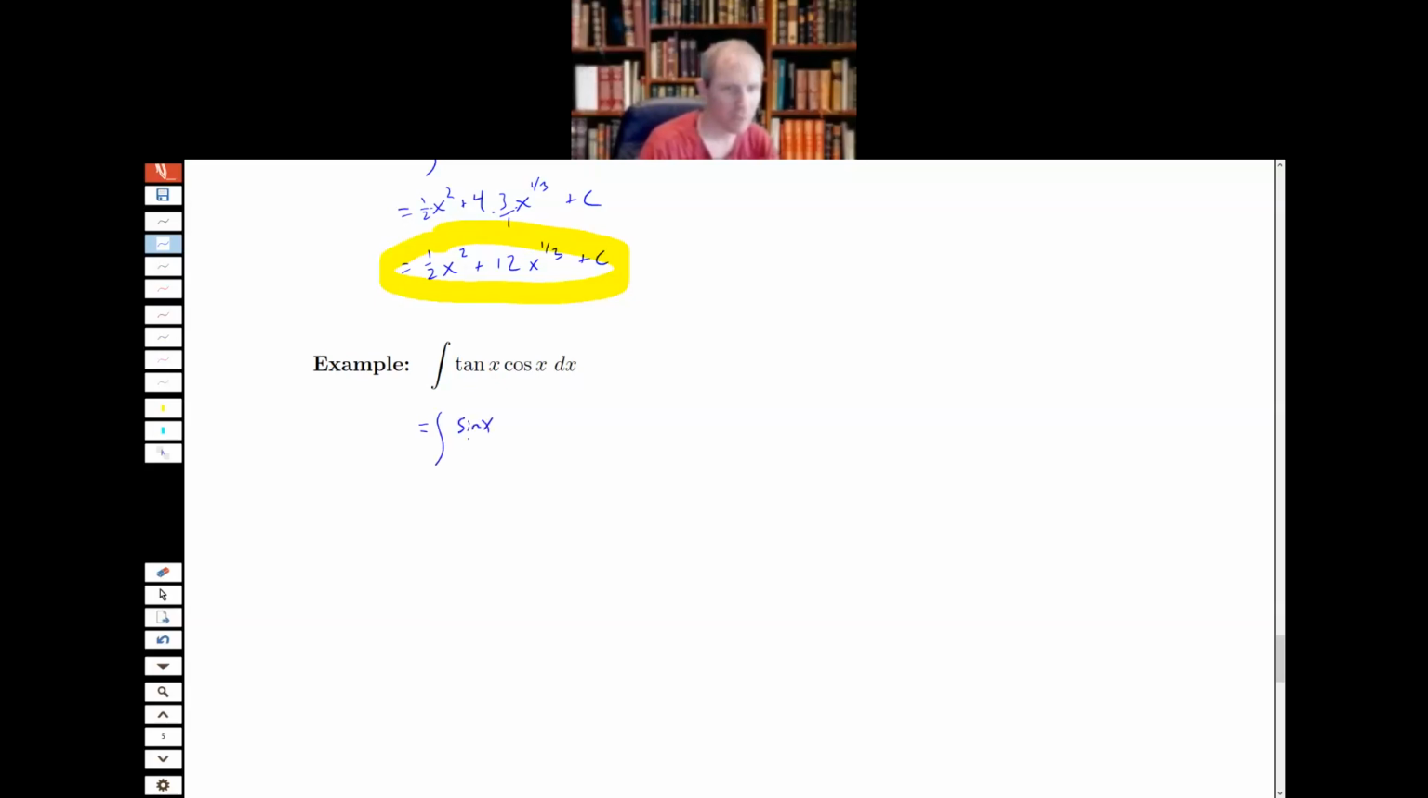Okay, so if I rewrite tangent x as sine x over cosine x, cosine x is already a cosine x, then I can see, oh, here cosine x cancels. So now I'm just integrating sine x dx, and I can do that. Okay. Now I want to be careful. The answer is not cosine x plus c, because the derivative of cosine x is negative sine x. If I want to end up with a positive sine x, I have to start with a negative cosine x. So the double negatives cancel.